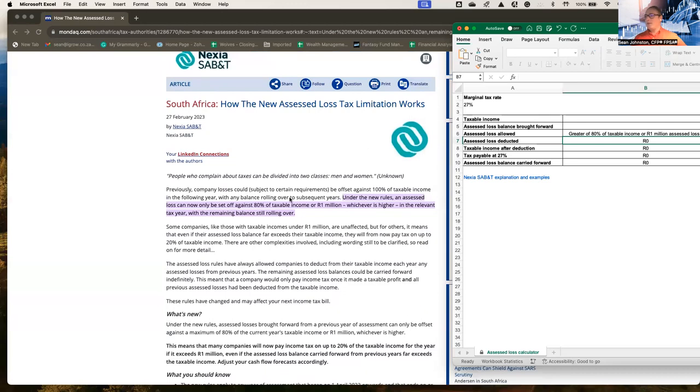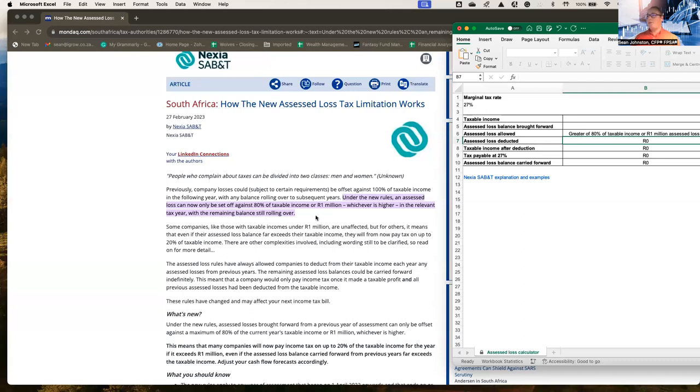Essentially, under the new rules, an assessed loss can only be offset against 80% of taxable income or 1 million, whichever is higher. If it's under 1 million, it does not apply, and you still apply the old rules. Over 1 million, it's 80% of taxable income, and you roll over based on that. So whichever is higher in the relevant tax year, with the remaining balance still rolling over.